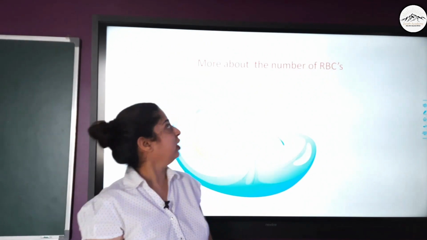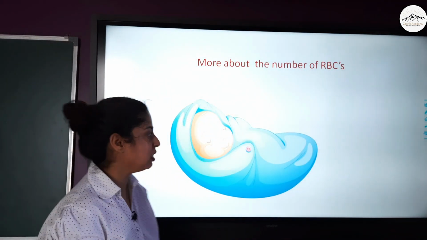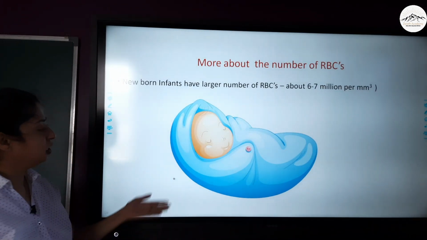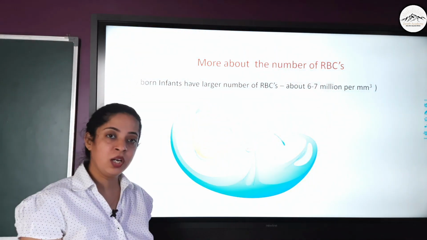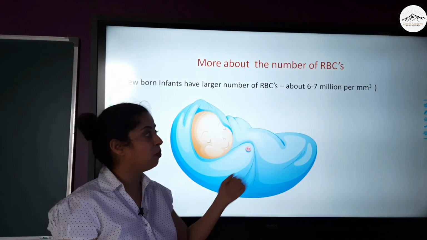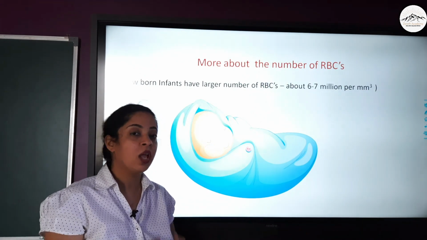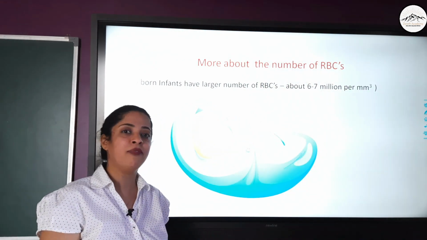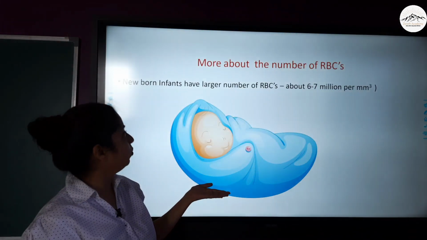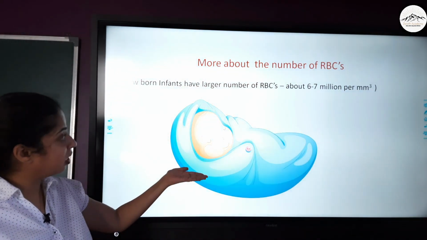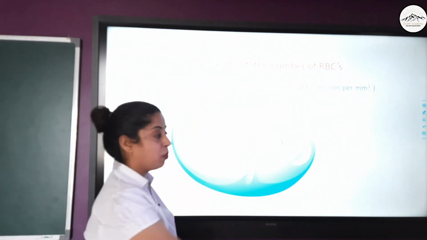So now let us read more about the number of RBCs. See, newborn infants have a larger number of RBCs, about 6 to 7 million per millimeter cube. We adults have how much? 4.5 to 5 million, whereas the newborn babies have 6 to 7 million per millimeter cube.